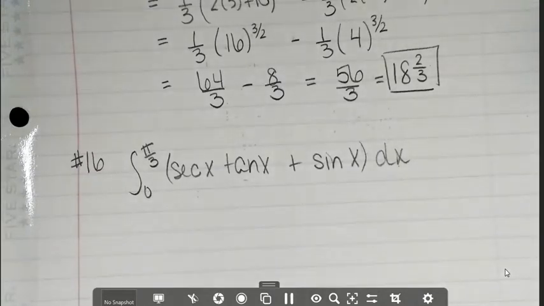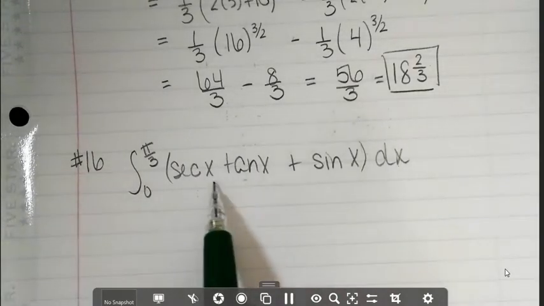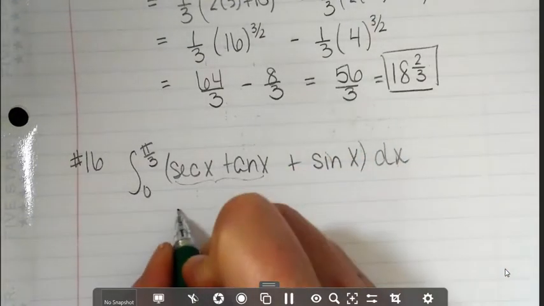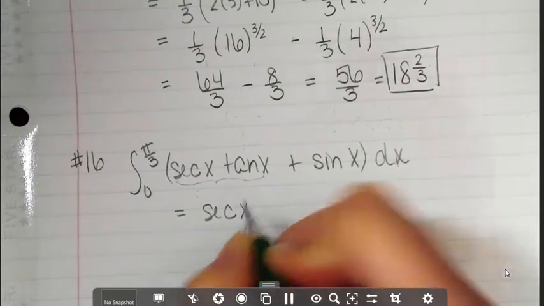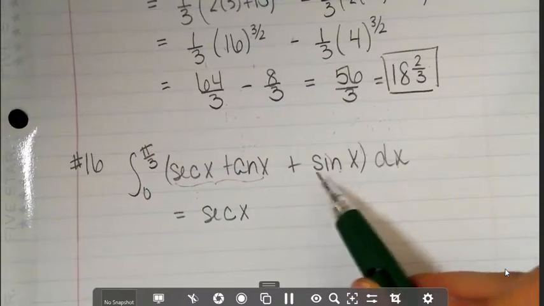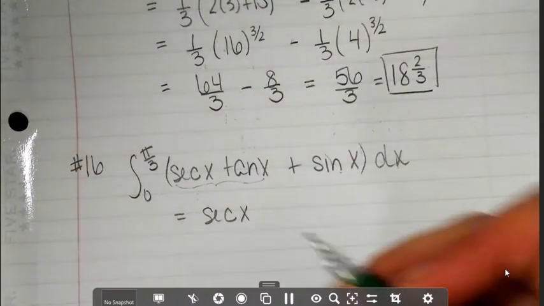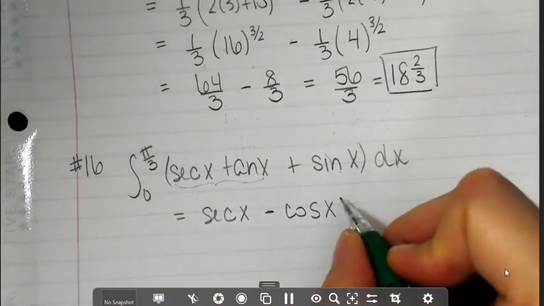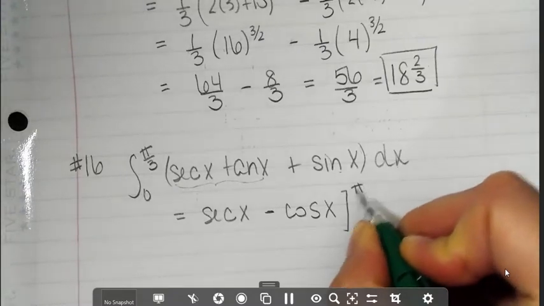So doing the antiderivative. Okay, so the question is, what did I take the derivative of to get secant x tan x? That's just secant x. And what did I take the derivative of to get sine x? Well, I take the derivative of cosine to get sine x. Actually, I take the derivative of cosine to get negative sine x. So how do I get positive sine x out of that? I must have originally had a negative cosine x. Okay, and then this gets evaluated from 0 to pi over 3.